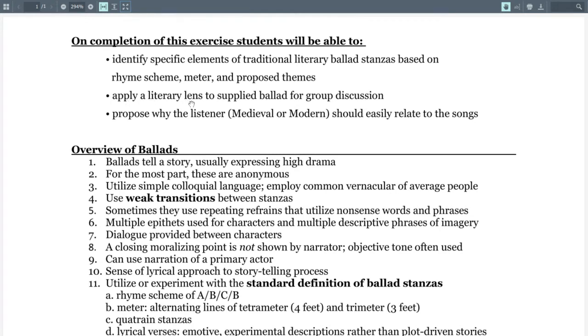Again, you're using a literary lens. The closing section of this essay, you want to propose why the listener, medieval or modern, should easily relate to these songs. What makes your choice a relatable product for the average listener?